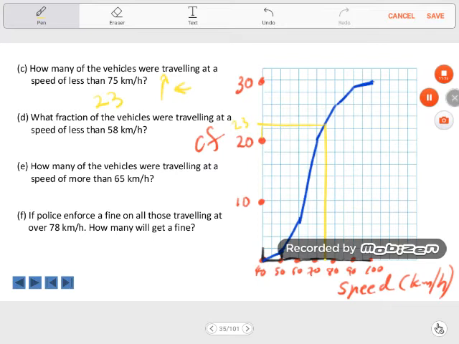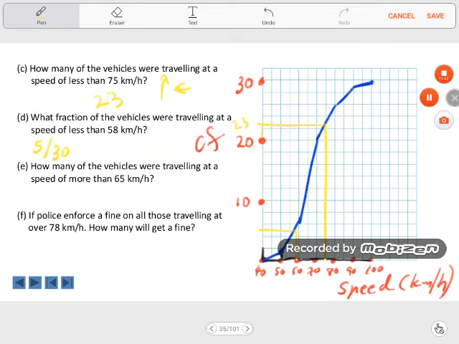Now the next one, we're asked what fraction of vehicles were travelling at a speed of less than 58 kilometres per hour. Okay, so with this one, we're going to go over to the 58, which is roughly here. It doesn't have to be surgically accurate, but that's close enough to 58, just below 60. And then across, and we get 5 out of 30. See if you can cancel that down.